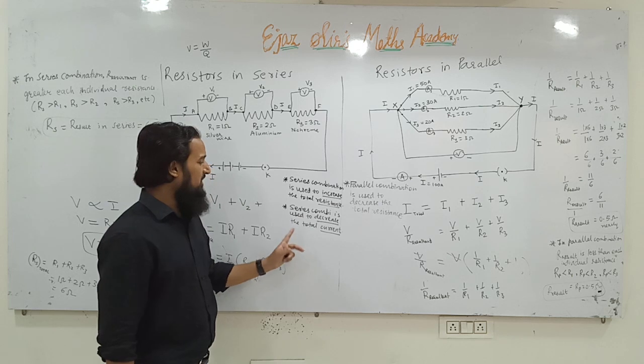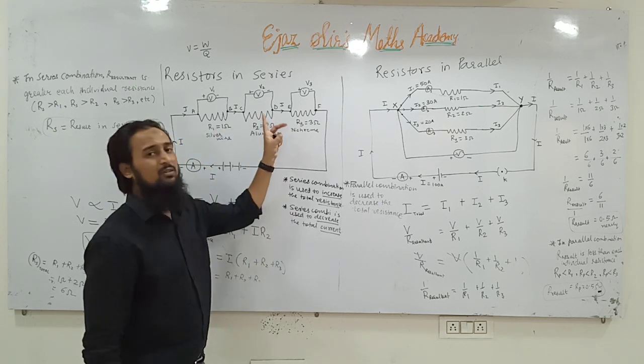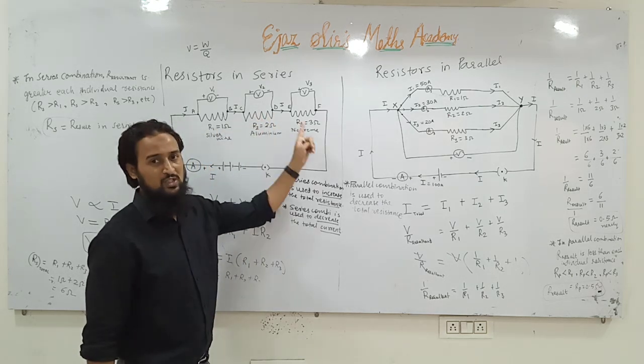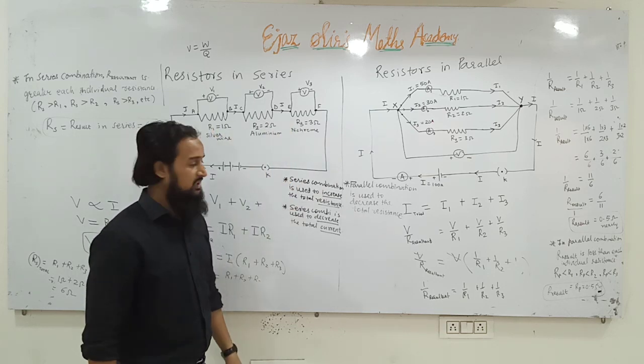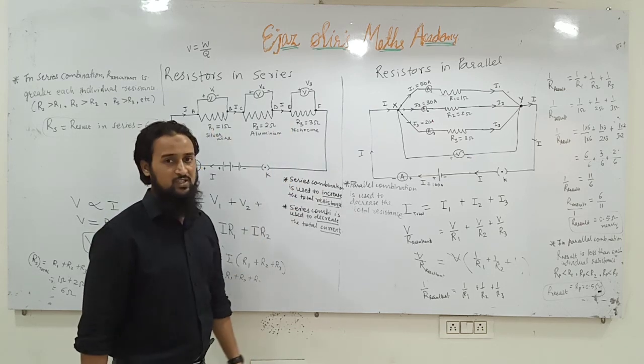So when do we use series combination? When we want that much current should not flow through the circuit. If we do not want to allow more current to flow through the circuit, we use series combination of resistors.